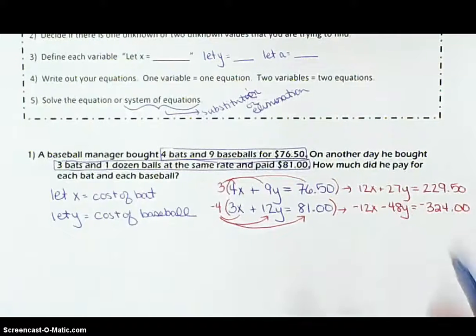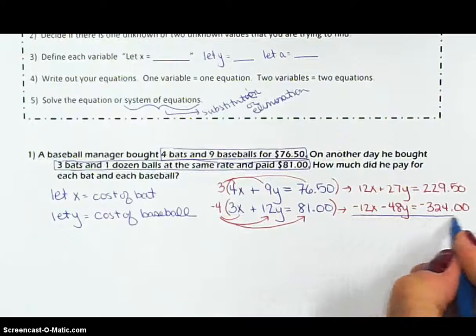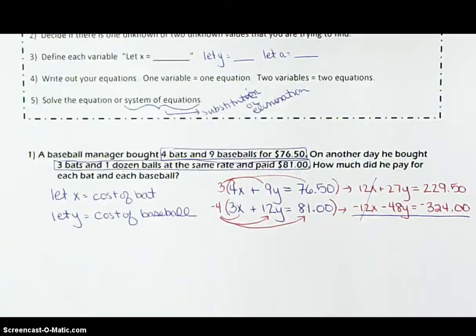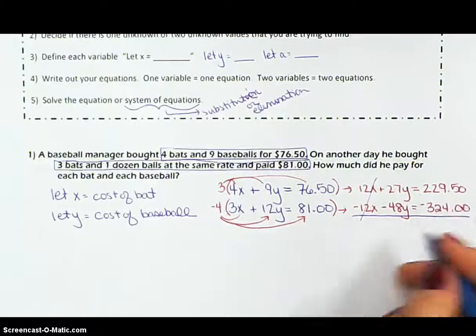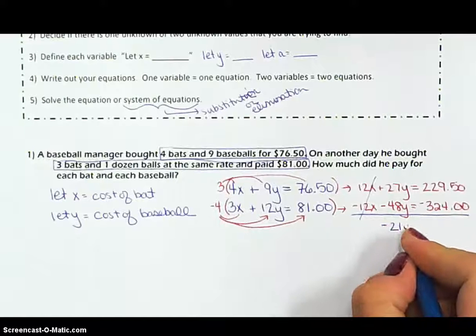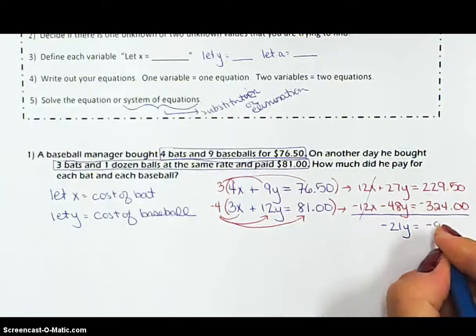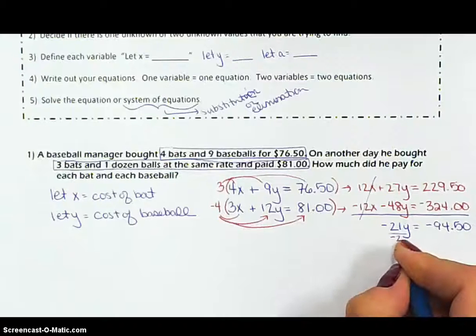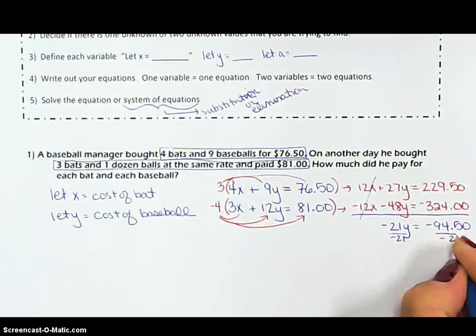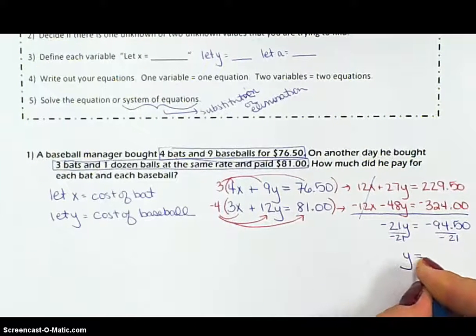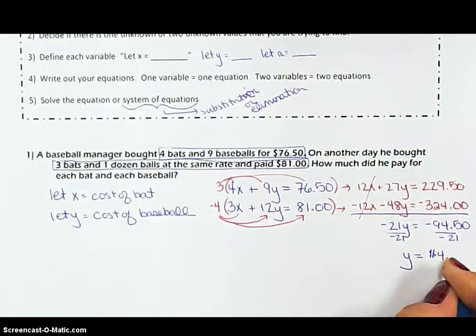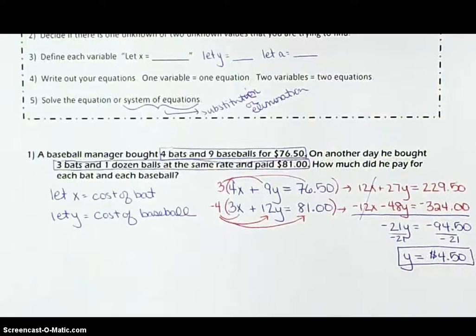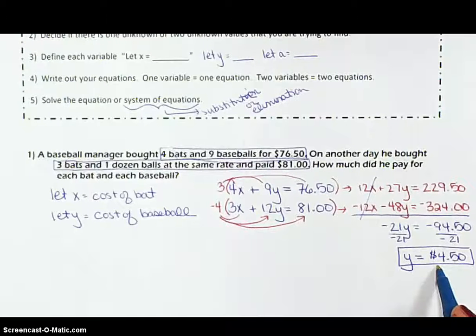Okay, so now that I have manipulated the equations, it's very easy to see that we're eliminating the 12x's, which then if we add everything else together, we're going to get negative 21y is equal to negative $94.50. So then I divide both sides by negative 21, and we have y equals $4.50. So the cost of each baseball is $4.50.